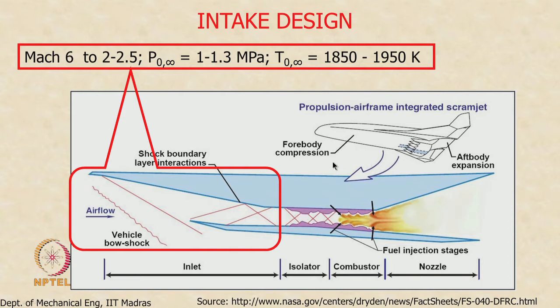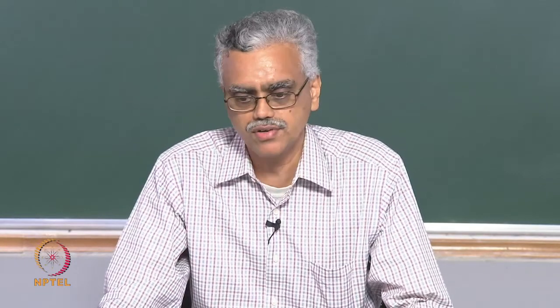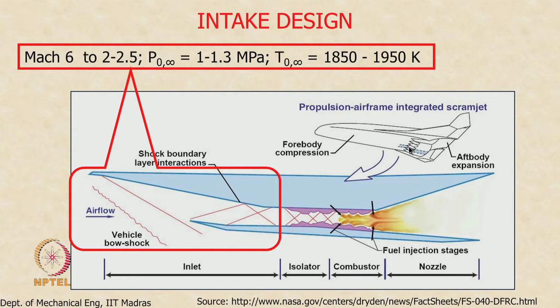This engine is what is called a propulsion airframe integrated scramjet. What this means is that the entire body is a lifting body. So, the airframe is a lifting body and the engine is actually part of the body. That is why we use the word propulsion airframe integrated.